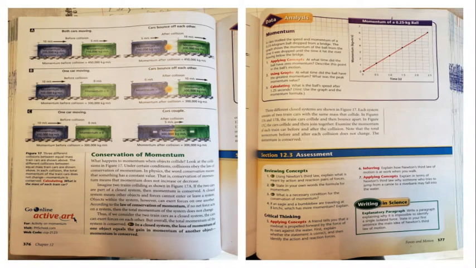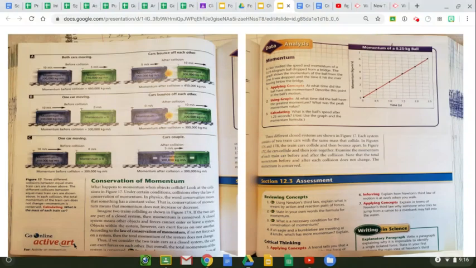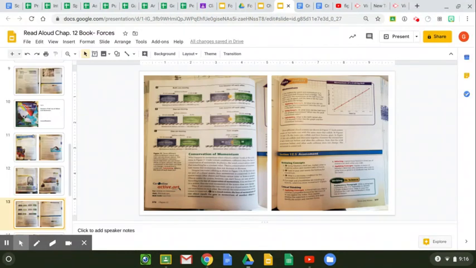12.3 assessment questions. 1. Using Newton's third law, explain what is meant by action and reaction pairs of forces. 2. State in your own words the formula for momentum. 3. What is a necessary condition for the conservation of momentum? And 4. If an eagle and a bumblebee are traveling at 8 kilometers per hour, which has more momentum? Explain. This concludes 12.3, Newton's third law and momentum.